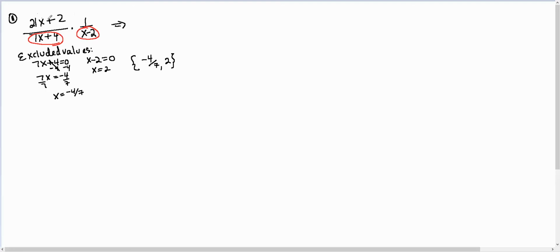All right, solving this problem, multiplying the numerators with the numerator, so we still get 21x plus 2, and the denominator is 7x plus 4 times x minus 2. All right, so in looking at this problem, 21 and 2, you can't factor, and the denominator is already factored, and since nothing cancels, then this is the answer. And these are the excluded values.